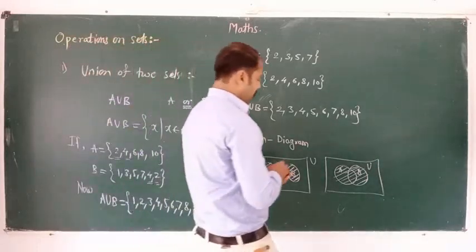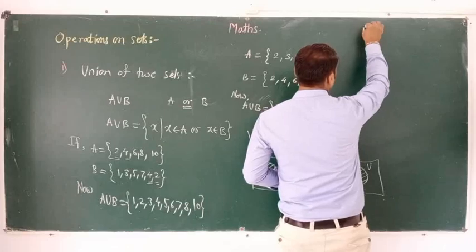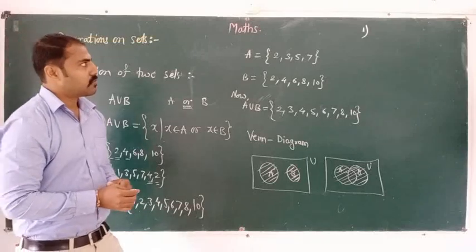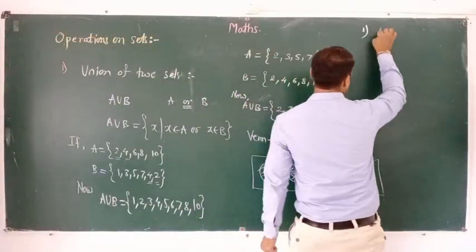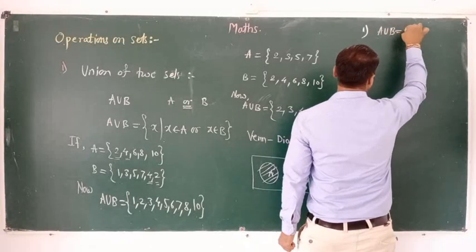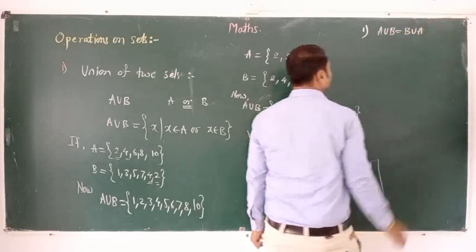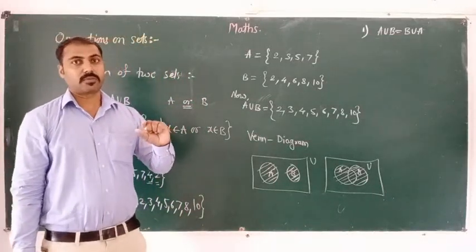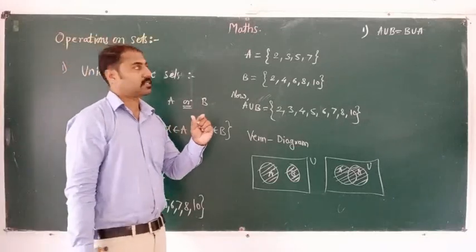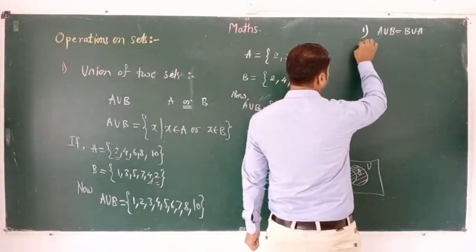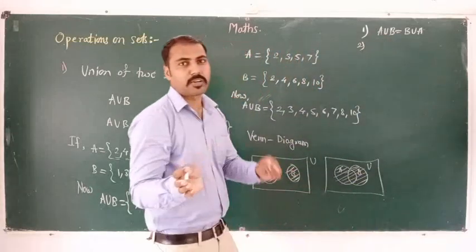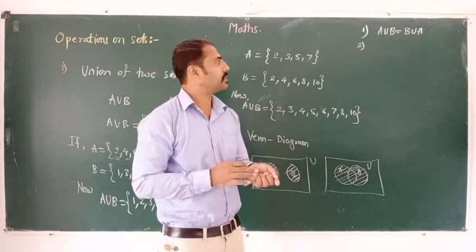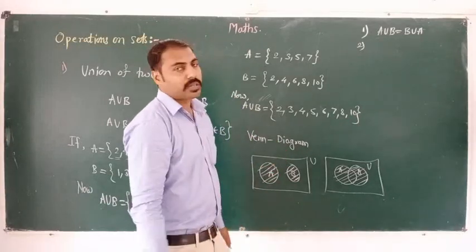Now there are some properties of union. First property is A union B is equal to B union A. Both are the same sets, equal sets. This property is known as commutative. It means 2 into 3 is 6, and 3 into 2 is also 6. Like that, A union B is equal to B union A.